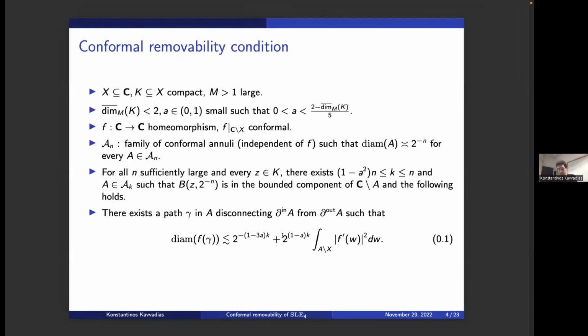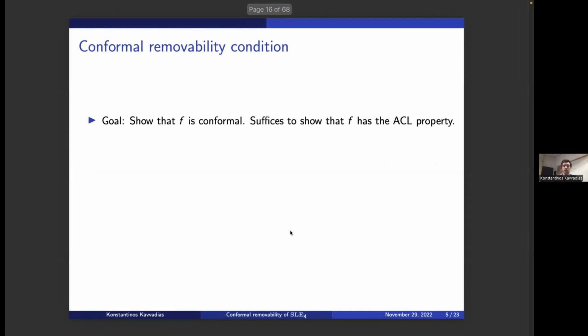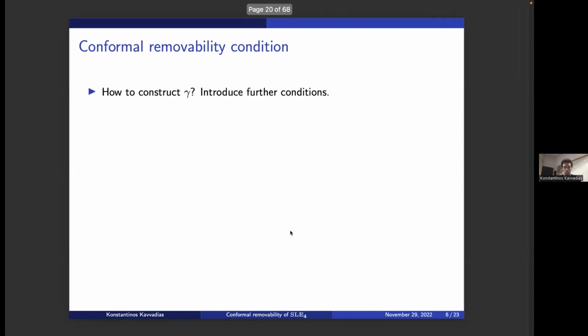So under those conditions, as we have seen, at least heuristically, the function f is absolutely continuous for a typical line. But the point is to introduce further conditions which guarantee the existence of such a path gamma. That is the whole point here, and that's the real hard work, because we need to introduce some further conditions.